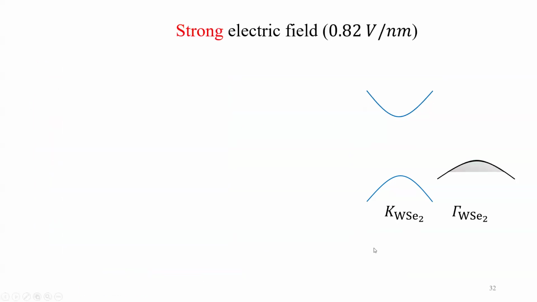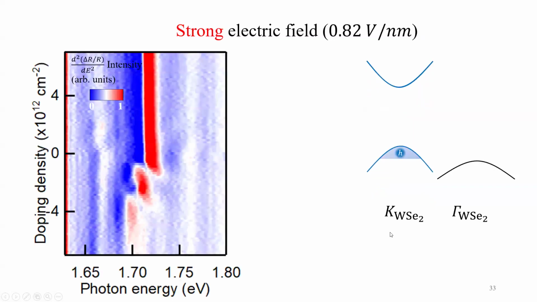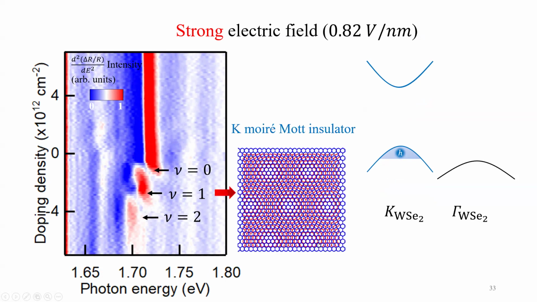And then if we apply strong electric field, we just lift up this K-valley. And in this case, we just dope the K-valleys, and they're corresponding to different filling factors, which are very obvious here. And this filling factor 1 is corresponding to K Moiré Mott insulator. So we just achieve the switching between the K-valley and gamma valley Moiré Mott insulators.